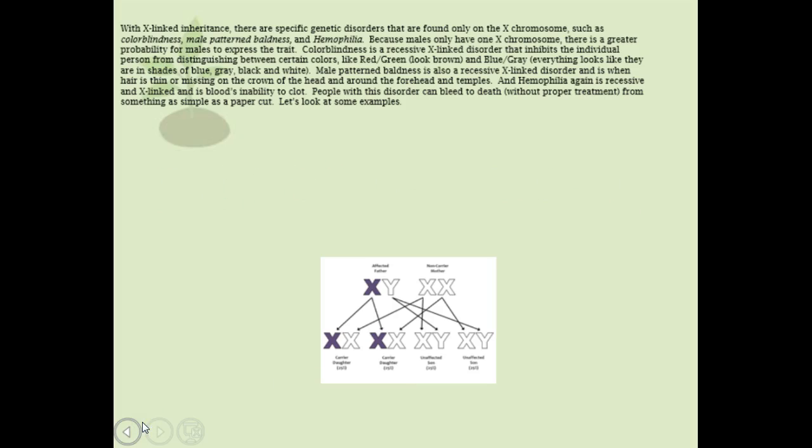So let's talk about some of those genetic disorders. The first one is color blindness, and color blindness is a recessive X-linked disorder, and it inhibits the individual from distinguishing between certain colors like red and green. To some people they look like brown and blue and gray, where everything looks like shades of blue, gray, black, and white. These people still have the rods and cones in their eyes that would be active in determining color, but their rods and cones just don't work.